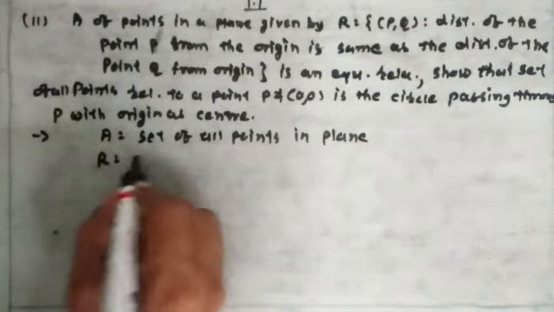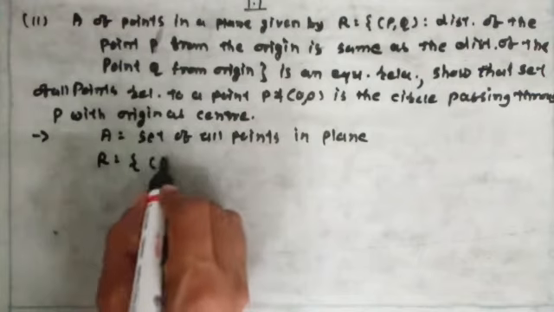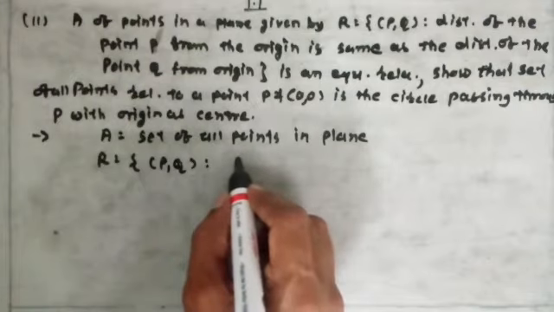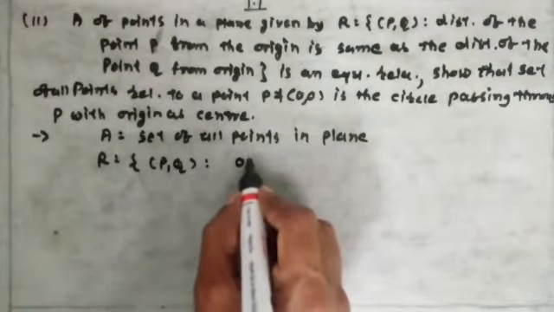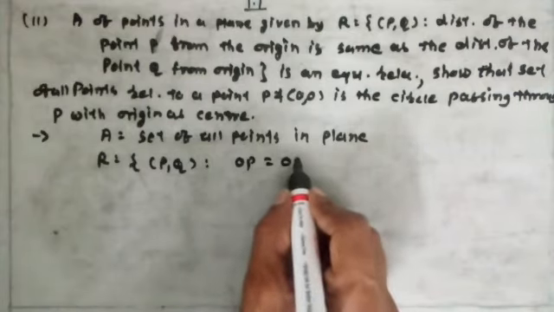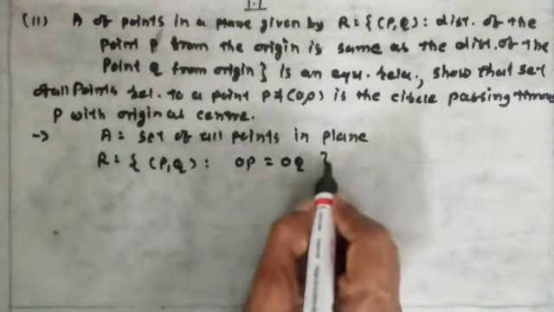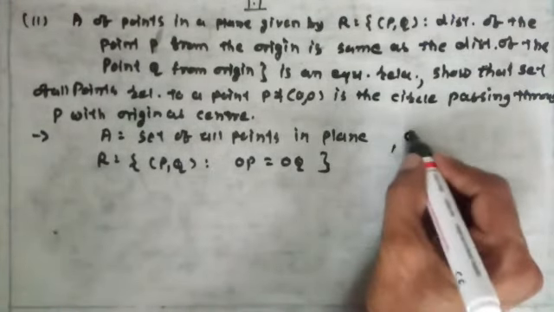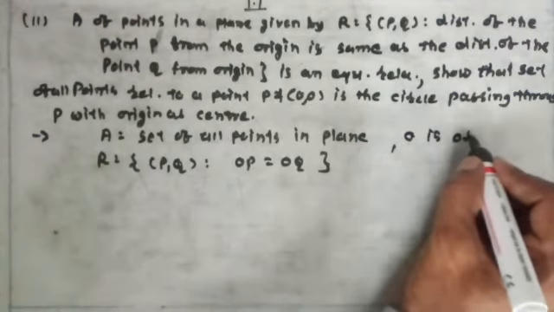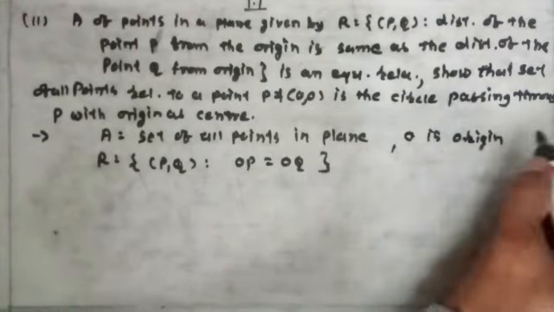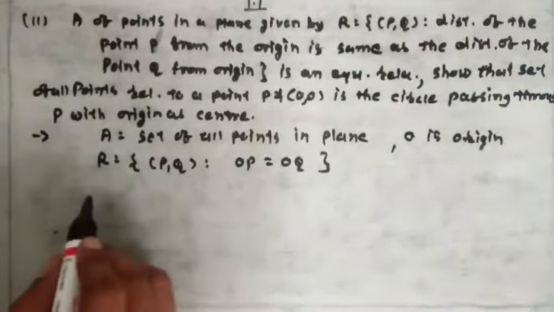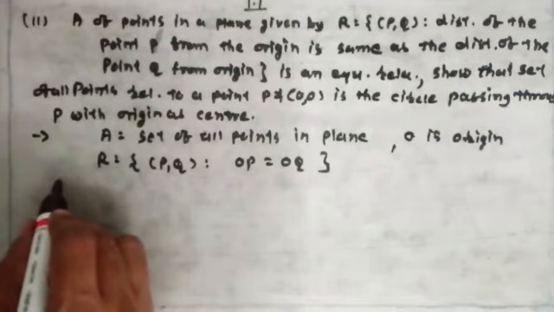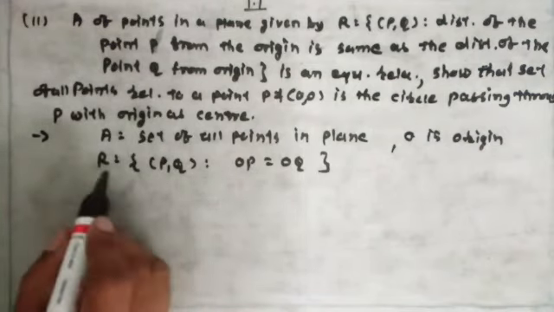And the relation R is equal to the given (P, Q) such that the distance from origin O to point P and origin to second point Q are equal. Clear? Here O is the origin point. Show that the relation is an equivalence relation. That is, R is reflexive, symmetric and transitive.